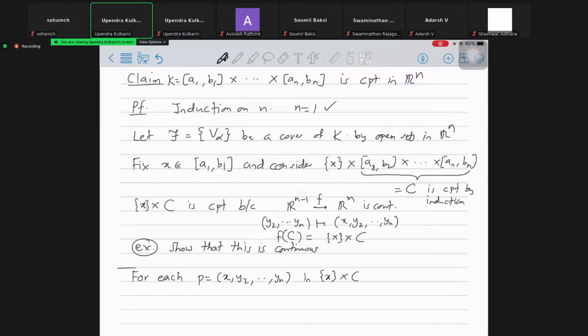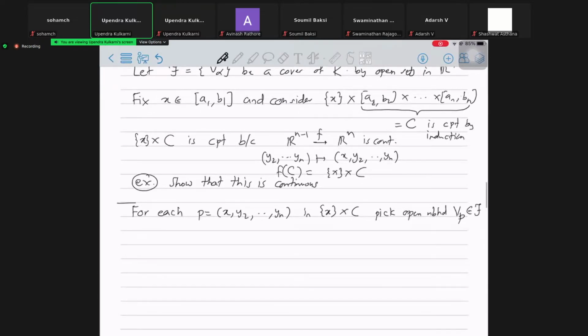So I'm given an open cover of all of this box, right? All of the key, but I'm going to look only at the points in this slice. And for each one, I'm going to pick an open set. Pick an open neighborhood, let us say V sub P in the given family.